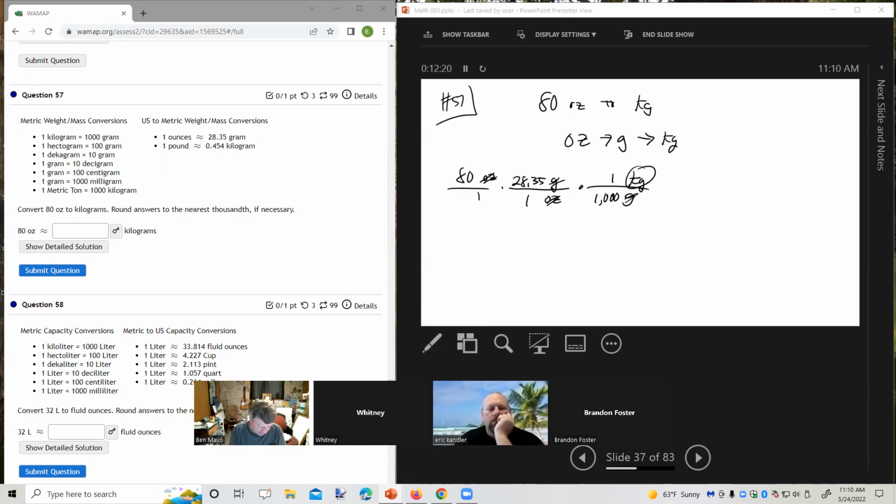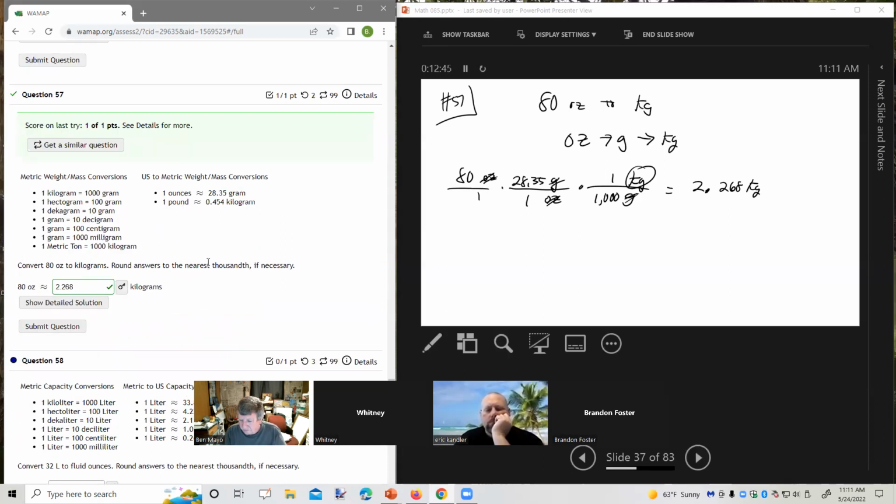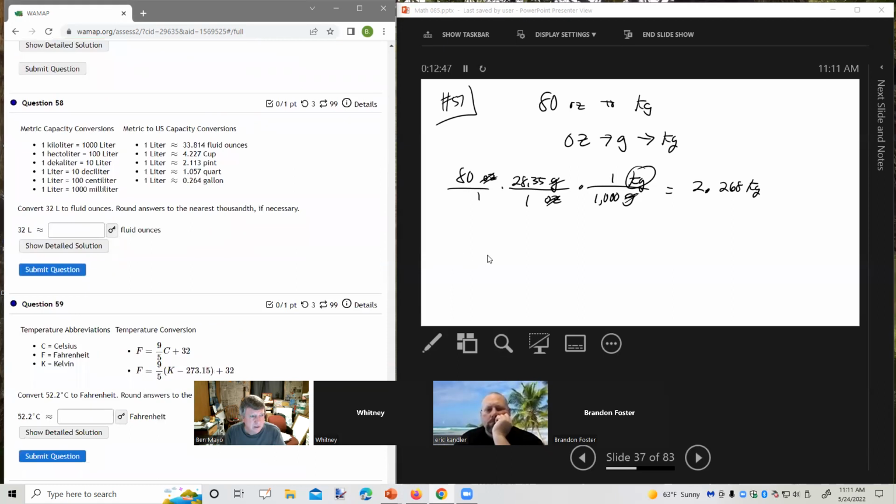80 times 28.35 divided by 1,000. 2.268 kilograms, and that's already at the thousandth place. 2.268 kilograms.